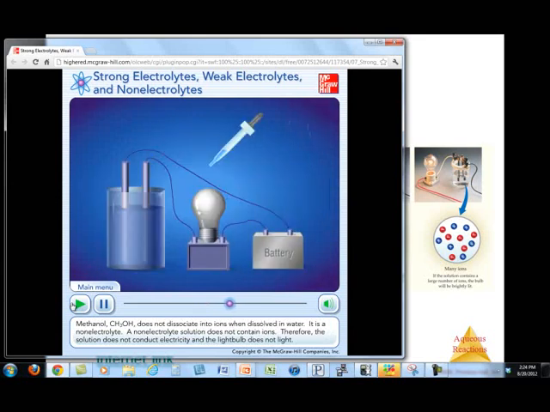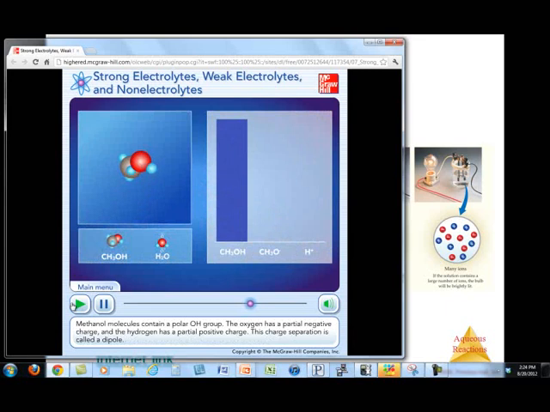Methanol, CH3OH, does not dissociate into ions when dissolved in water. It is a non-electrolyte. A non-electrolyte solution does not contain ions. Therefore, the solution does not conduct electricity and the light bulb does not light. Methanol molecules contain a polar OH group. The oxygen has a partial negative charge and the hydrogen has a partial positive charge. This charge separation is called a dipole. Methanol molecules are attracted to each other through the interaction of the dipole of one molecule with the dipole of another molecule. Water is also polar, and the dipole of water will interact with the dipole of methanol. These particular dipole-dipole attractions are called hydrogen bonds.